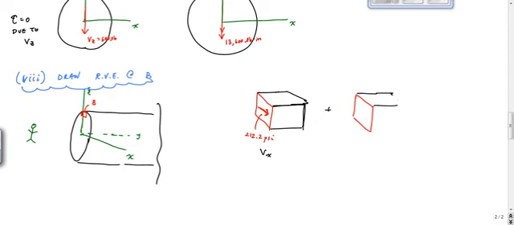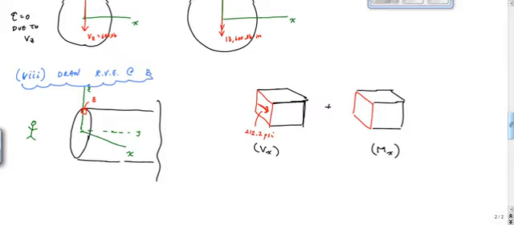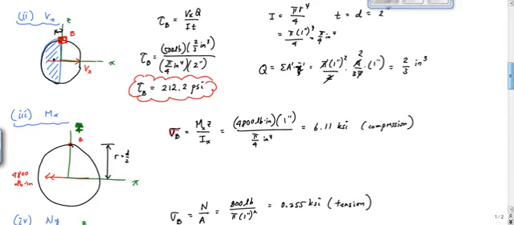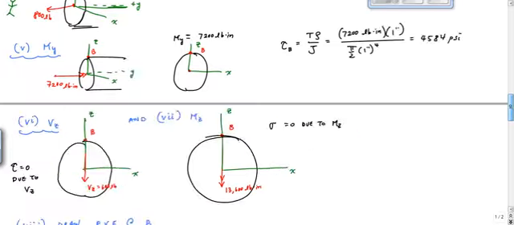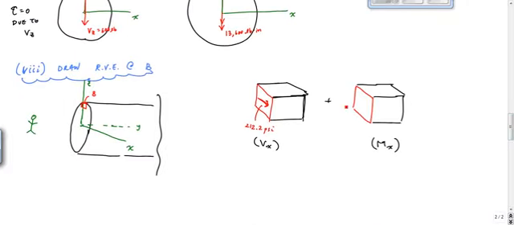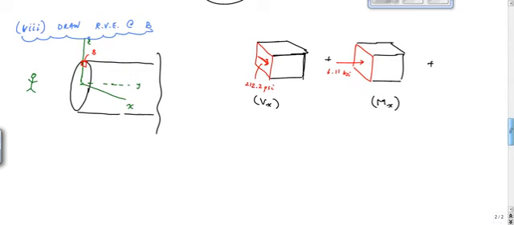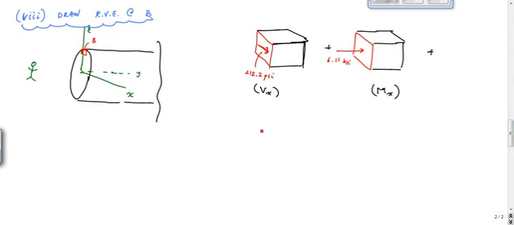Now let's look at Mx. All right. So for Mx, did it cause compression or tension at that point? Our moment about x. What was the value, Mx? Compression of 6.11 ksi, which means that I have here 6.11 ksi. Yes. Plus, now let's do the next square, next cube.